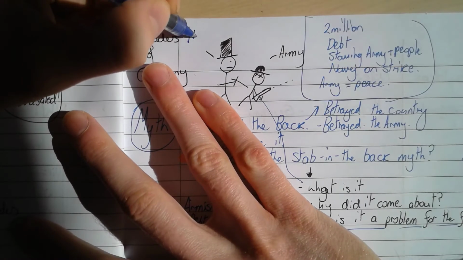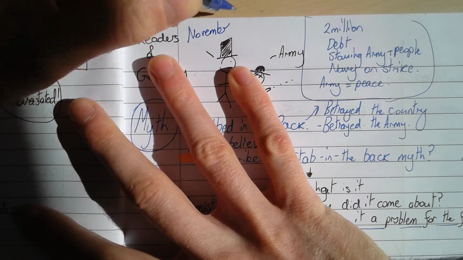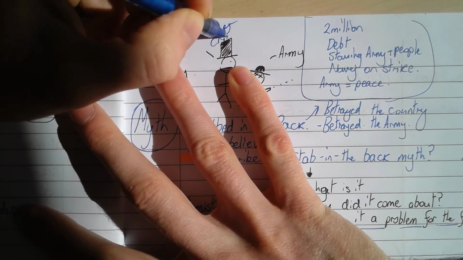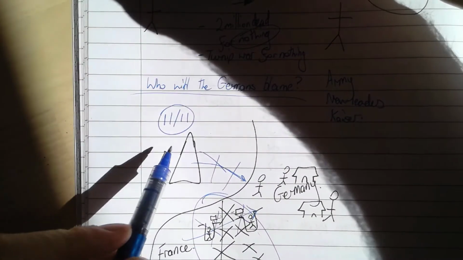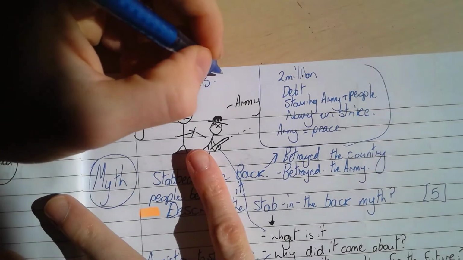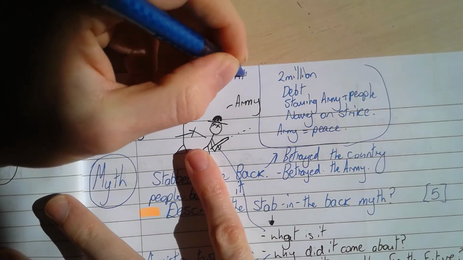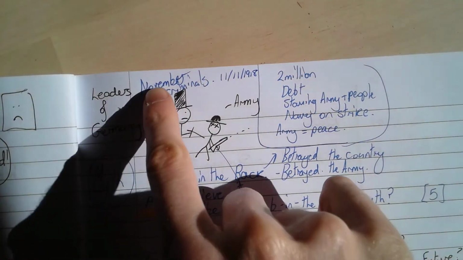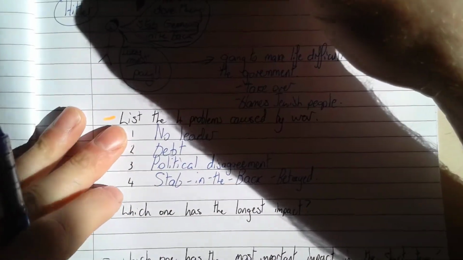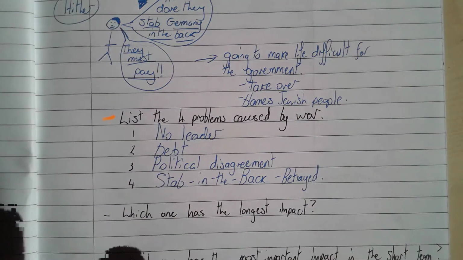What they start calling these leaders of Germany is November criminals. Criminals because they've done something bad. November because it was signed on the 11th, remember? The armistice is on the 11th. So they call them criminals because they've done something wrong, and November because it's in November. So that's what they're constantly calling them. So we've got the fact: no leader, debt, political disagreement, stab in the back.